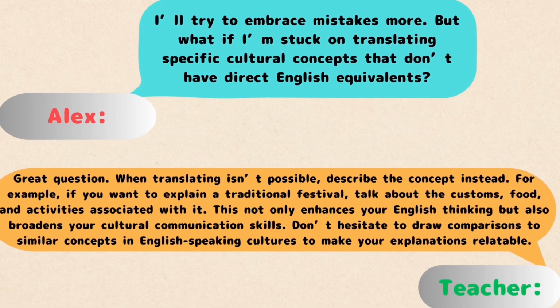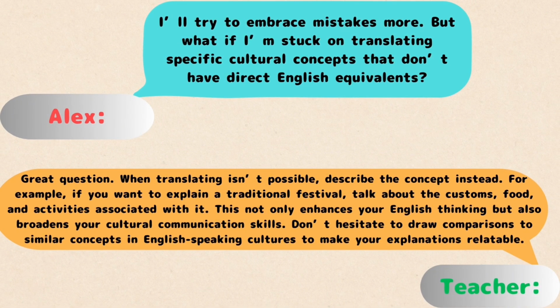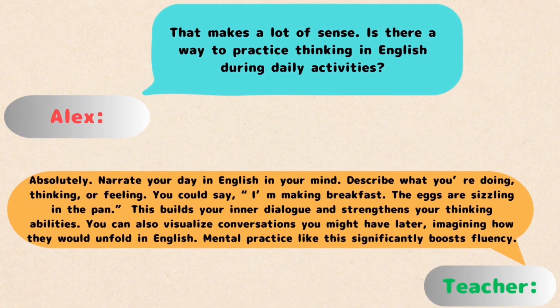But what if I'm stuck on translating specific cultural concepts that don't have direct English equivalents? Great question. When translating isn't possible, describe the concept instead. For example, if you want to explain a traditional festival, talk about the customs, food, and activities associated with it. This not only enhances your English thinking, but also broadens your cultural communication skills. Don't hesitate to draw comparisons to similar concepts in English-speaking cultures to make your explanations relatable. That makes a lot of sense.